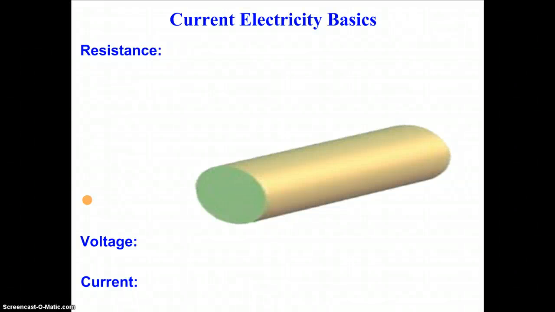Welcome to some current electricity basics. We're going to get started here by talking about three electrical variables: resistance, voltage, and current. We'll start with resistance.